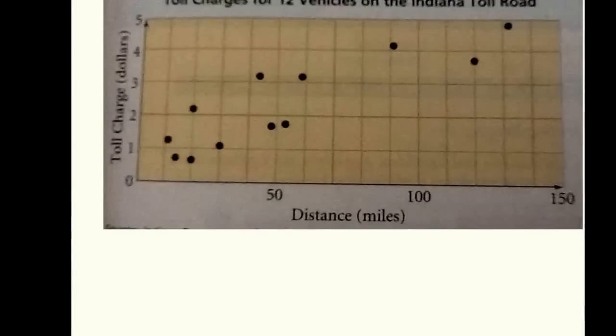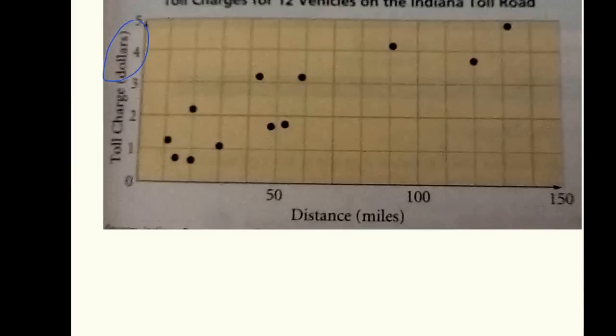It's also important to note that the units and the category of units are listed. This graph, for example, on the y-axis has the charge, in other words, the money would be the general category, but the unit itself is measured in dollars. On the x-axis, the category would be distance. The unit that they're using, however, is miles.